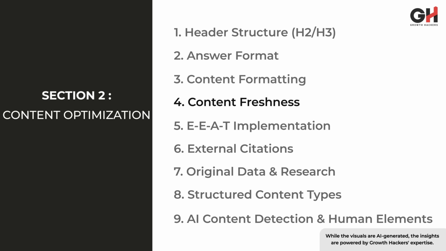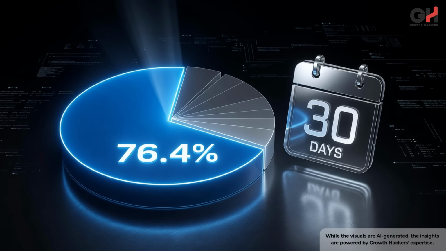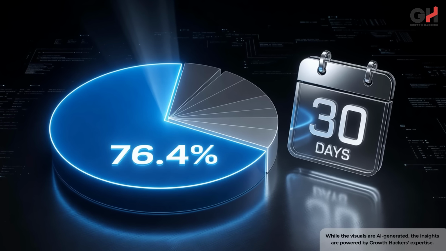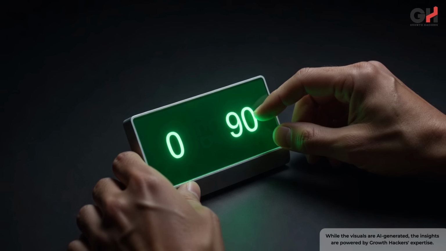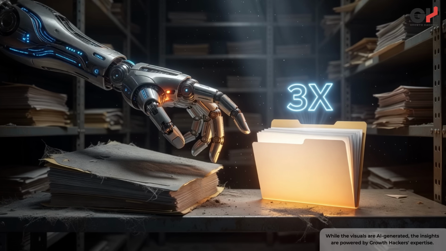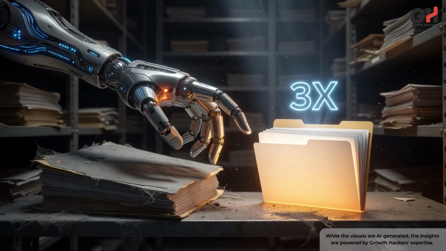Point number 4. Content freshness. Here's a stat that completely changed how we manage content. 76.4% of AI cited pages were updated within 30 days. Update your content every 90 days minimum. Content older than 90 days should be flagged for refresh. The result? Fresh content gets cited 3 times more by AI.